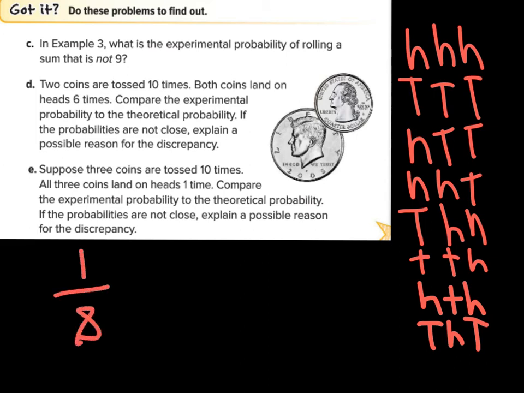And over here it says that we got 1 time, the experimental, 1 out of 10, right? So 1 out of 10. Is this close? Well, 1/8 is 12.5%, and 1/10 is 10%. 10% and 12.5% are pretty close. We're only off by about 2.5%. So they are close. If the probabilities are not close, explain why. Even if we had tossed it 8 times, there's a good chance that of those 8 times we could have gotten it at least once, right?